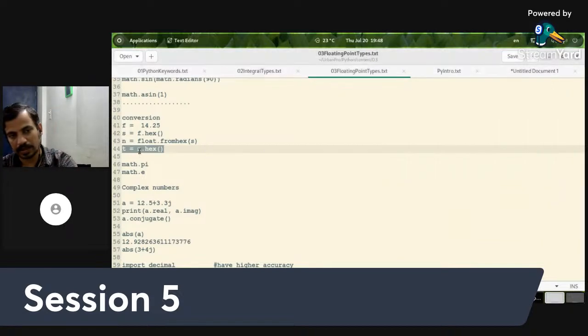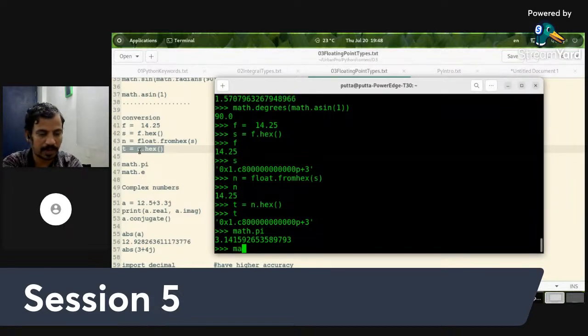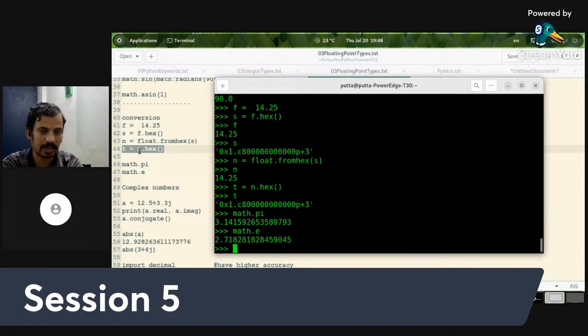And as I said, math comes with several constants. You have math.pi, math.e, and so on. You can explore those. E is your 2.718 and so on.